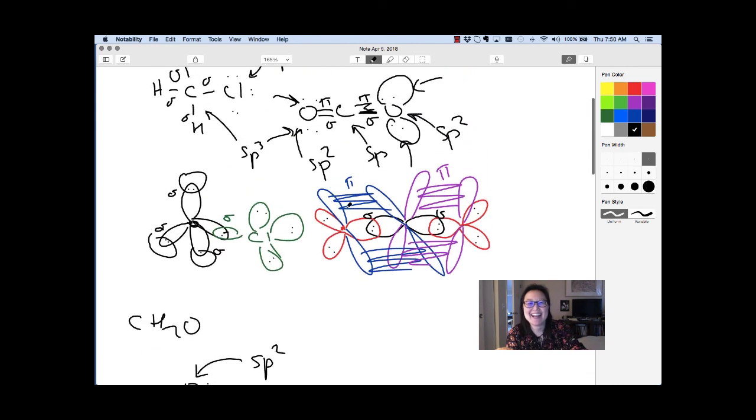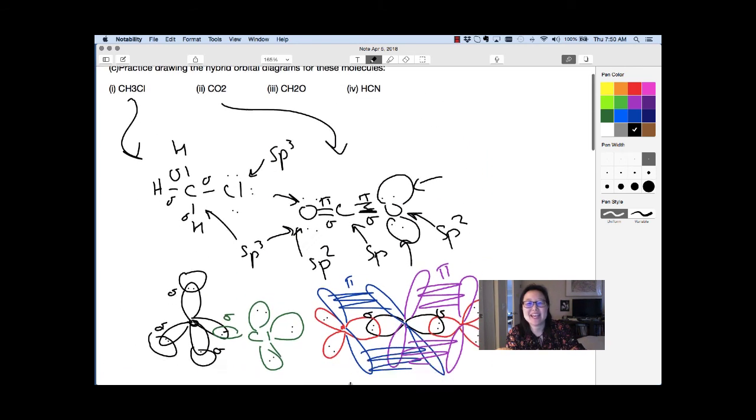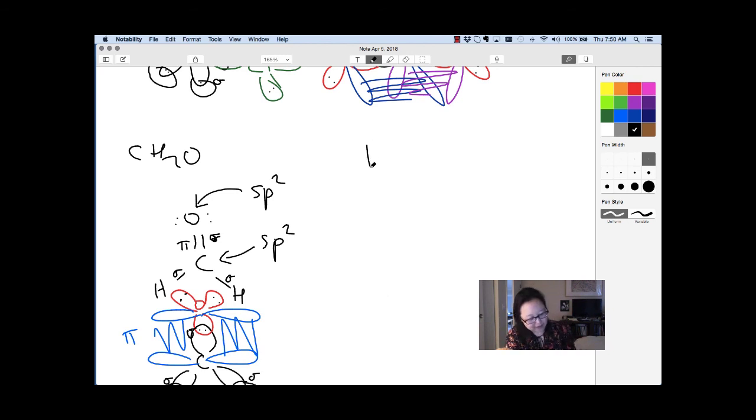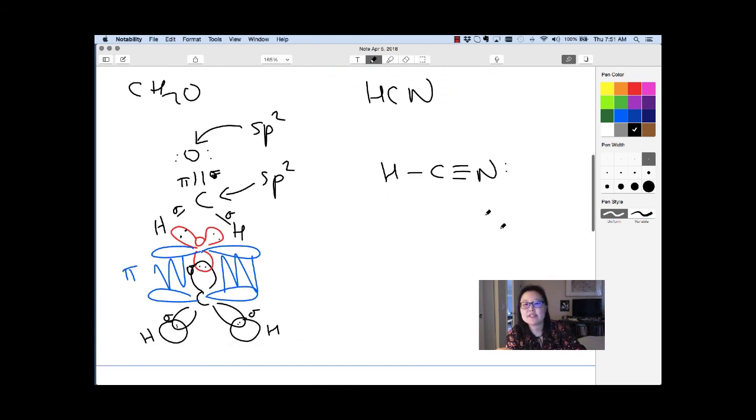All right, and then the last one is HCN. So let's draw that over here, HCN. So this one is an H with a C triple bond to N and a lone pair. First, identify the hybridization. So this is a central atom. This is sp. And this guy is also sp. I can tell because they each have 2 pi bonds. Sigma, pi, pi. And then here's a sigma. Okay, so 2 sigma and 2 pi overall.